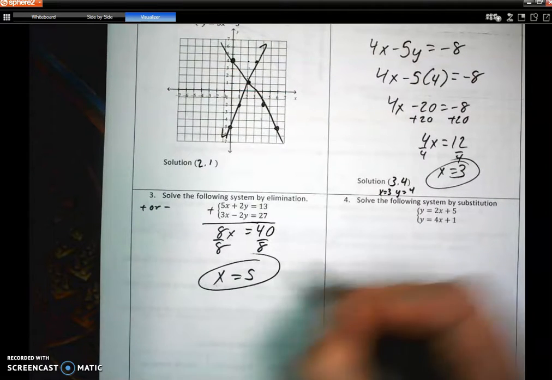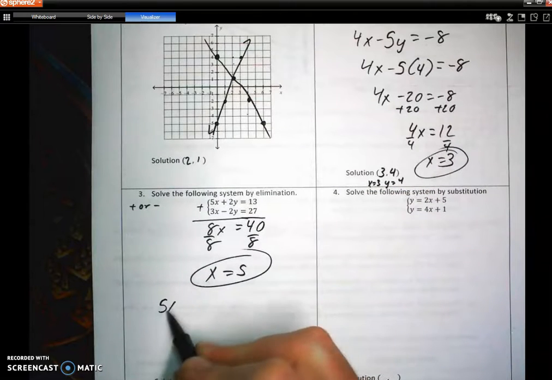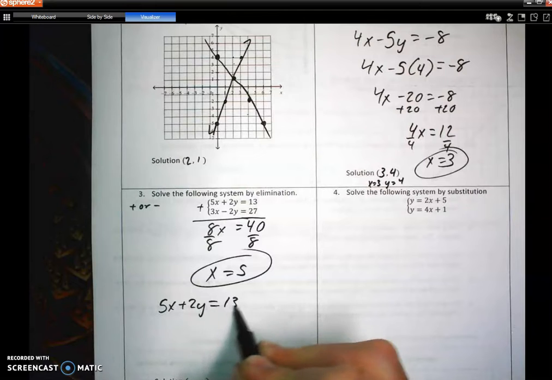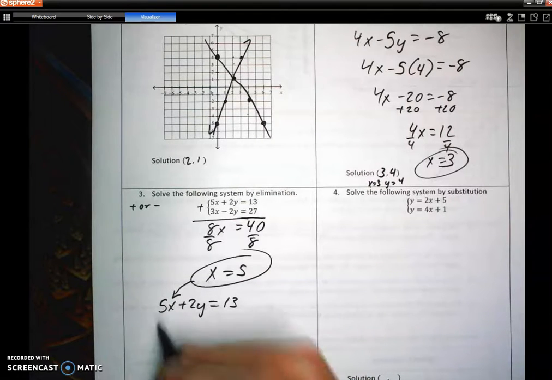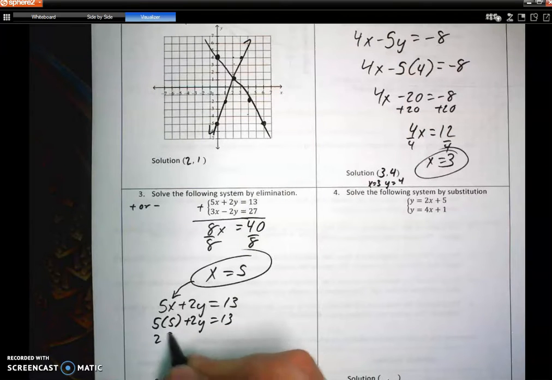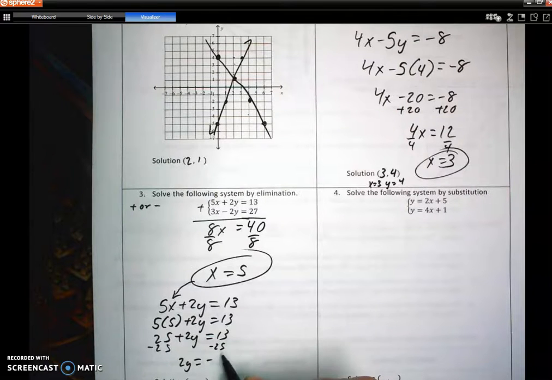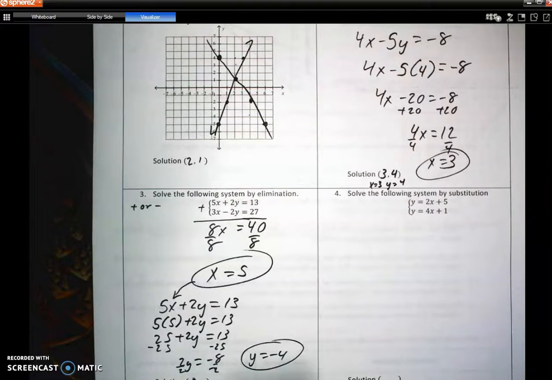Halfway there, I'm going to plug it back in. I'm going to plug it into the top equation. 5x plus 2y equals 13, but x equals 5, so 5 times 5 plus 2y equals 13. That's 25 plus 2y equals 13, minus 25 from both sides. 2y equals negative 8. Divide by 2. Y equals negative 4, so the answer is 5, negative 4, or x equals 5, y equals negative 4.